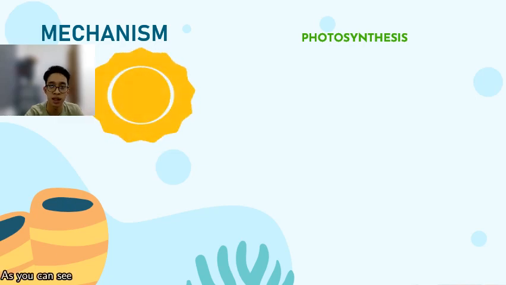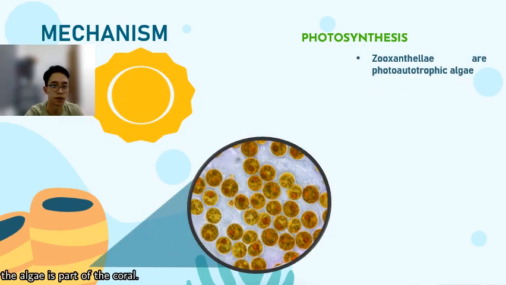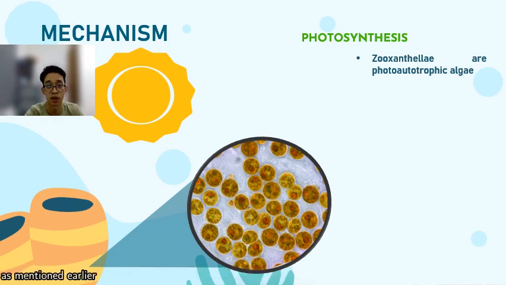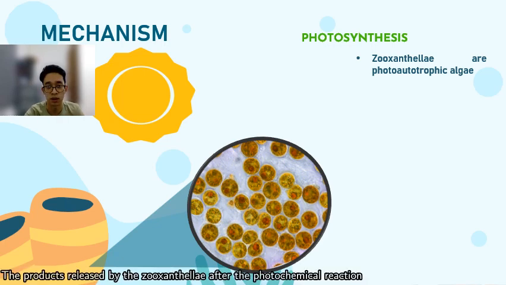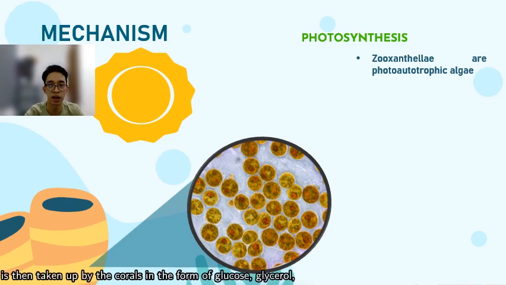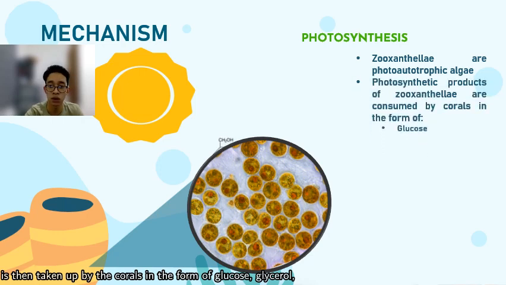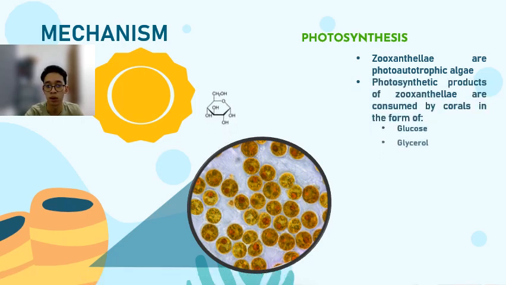As you can see, the algae is part of the coral. This means that the algae get their food through sunlight using photosynthesis, as mentioned earlier. The products released by zooxanthellae after the photochemical reaction are then taken up by the corals in the form of glucose, glycerol, and amino acids.